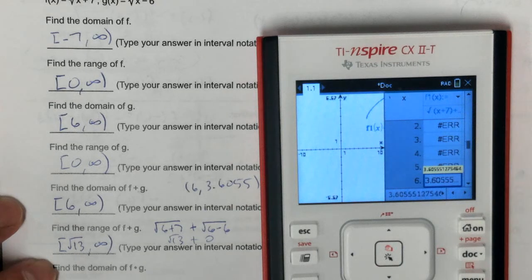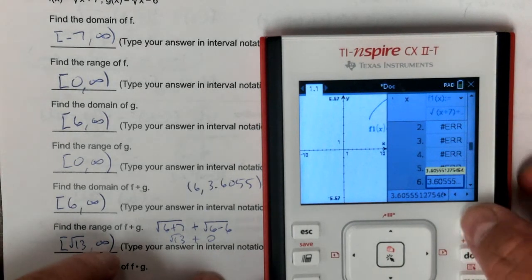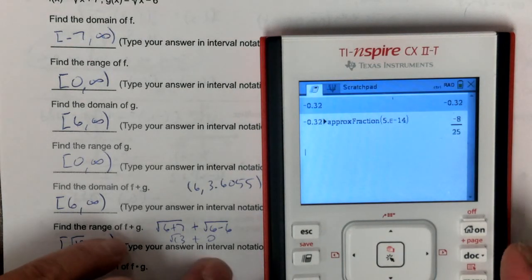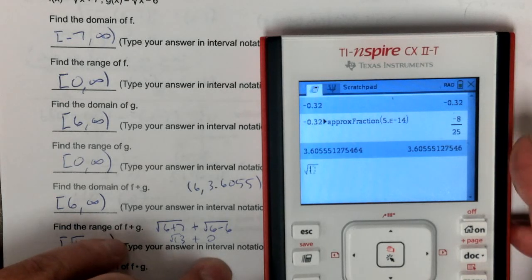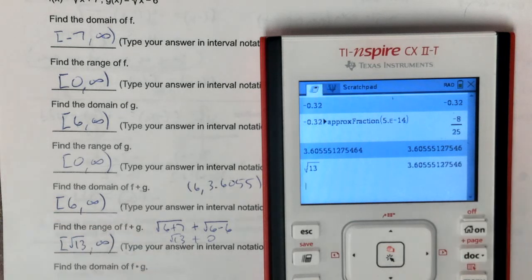And then just to double check, remember you can do Control C to copy that if you'd like, and Control V to paste it. And I do square root of 13 as a decimal, and I got the same thing.